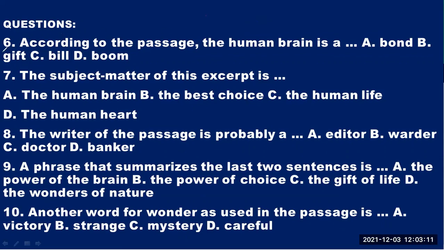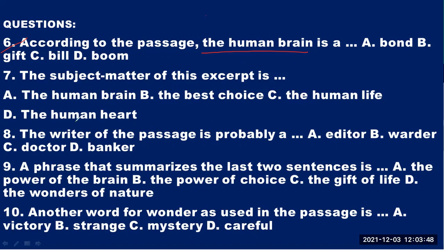Okay. So that's question 6. We are looking for, we already know that it is about the human brain, all right? That's what it is. The passage is about the human brain. Then question number 7, the subject matter of this excerpt is, the human brain, the chest, the human life, the human heart. Well, we already know the passage is about the human brain, but we are going to confirm this when we read the passage fully.